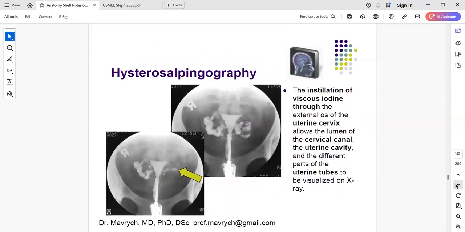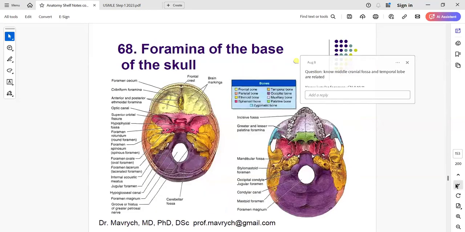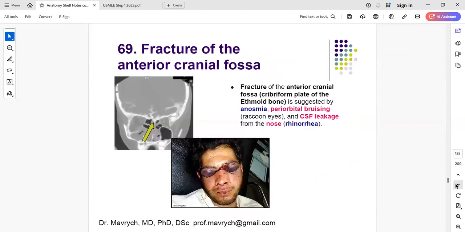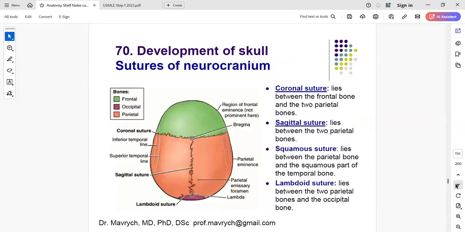There's so much arterial supply and so much nerve supply that it just, I don't know why they give so much of it.